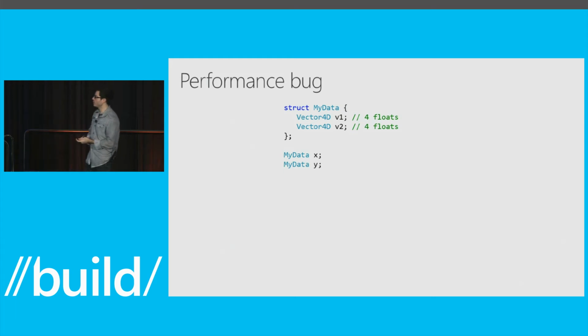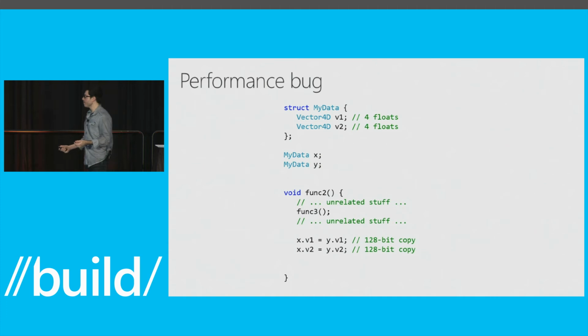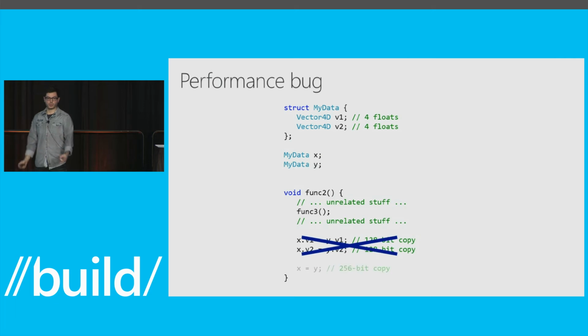We've got a struct, and the struct has 2 fields. Each field is a vector with 4 floats in it. Overall, this is 256 bits of data. And then we've got this function called func2 that does a bunch of stuff. It then calls another function called func3, and then does a bunch of other unrelated stuff. And then these are those two consecutive 128-bit copies. And when we throw the ArchAVX switch, we're replacing those two 128-bit copies with a single 256-bit copy.